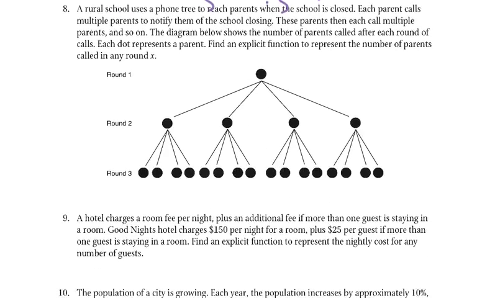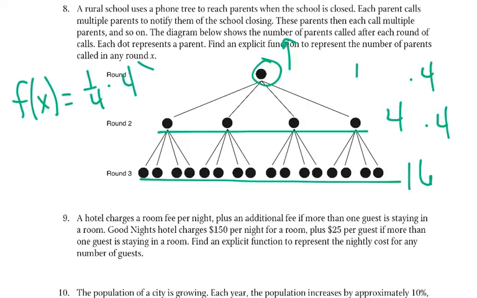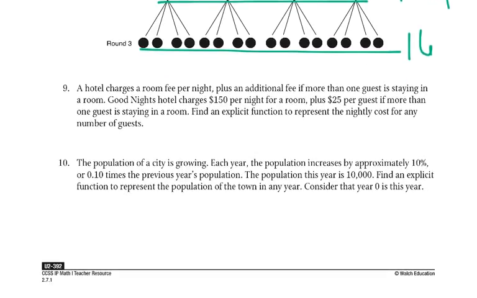Alright, number 8. A rural school uses a phone tree to reach parents when the school is closed. Each parent calls multiple parents to notify them of the school closing. Then they call multiple parents, and so on. So round 1, we have 1 parent, then 4, then 16. So it should be pretty easy to see our growth is timesing by 4. Now technically we'd have to jump back 1, and we'd go f of x equals 1/4 times 4 to the x. Now if you ended up just going 1 times 4 to the x and counted round 1 as the 0, that's fine too. Either one works.